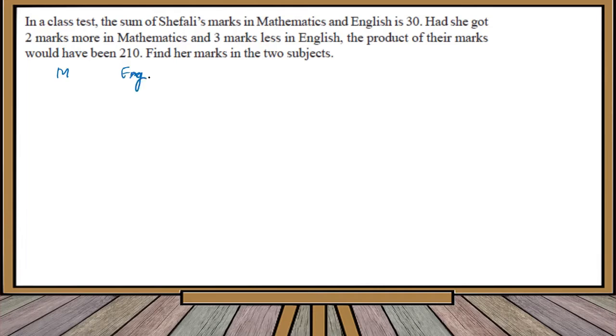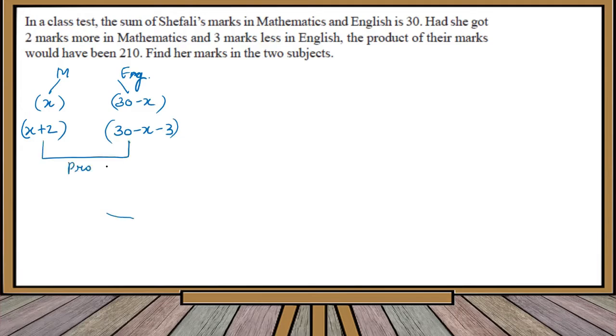Now, if she is scoring X marks in maths, her marks in English would be 30 minus X. Yes or no? Because the sum of both scores, marks in English plus maths, is 30. So if X is maths, she is going to score 30 minus X in English, right? Now, the situation says, had she got 2 marks more in maths, so if I add plus 2 over here, X plus 2 in maths, and 3 less in English, so that is 30 minus X minus 3. The product of their marks would have been 210. So when I multiply them, the product will be 210.